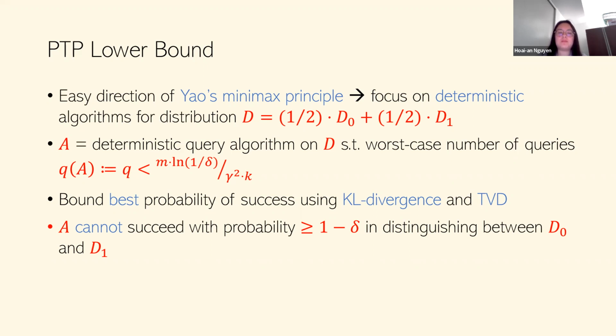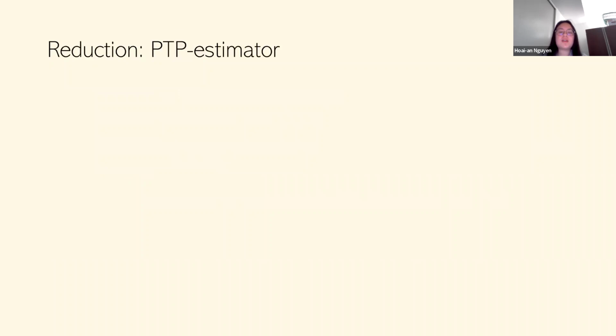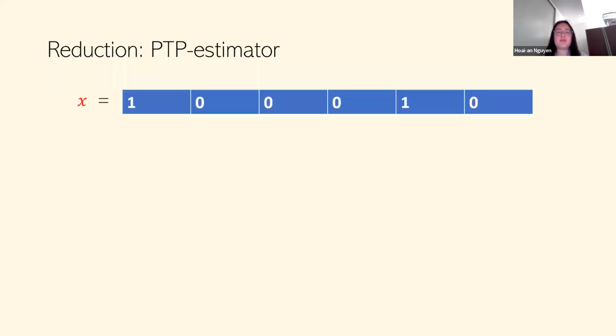Now that we have the lower bound for PTP, we want to perform a reduction from PTP to the H-index problem so that we can also prove the corresponding lower bound for the H-index problem. And this is how our reduction goes. So the first thing we need to do is we need to map the inputs of PTP to the inputs of the H-index problem, namely the array A.